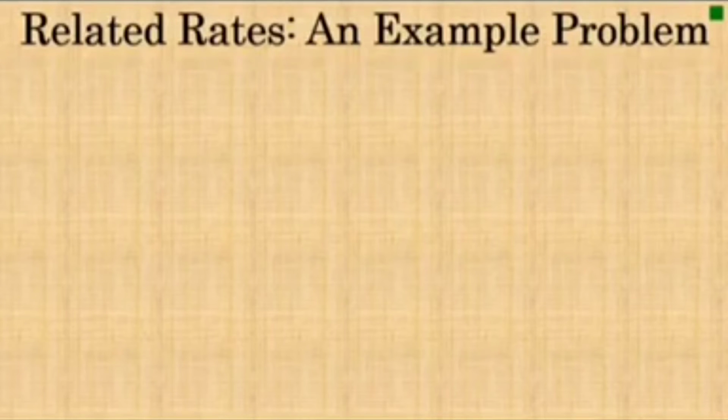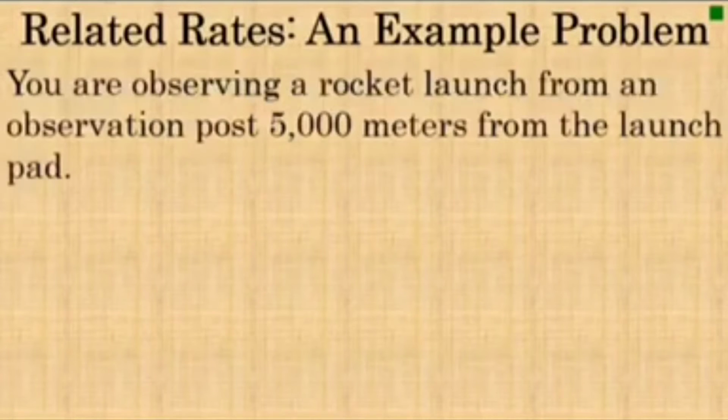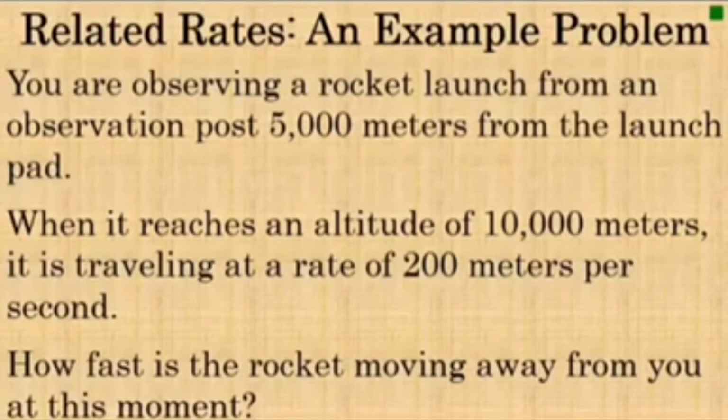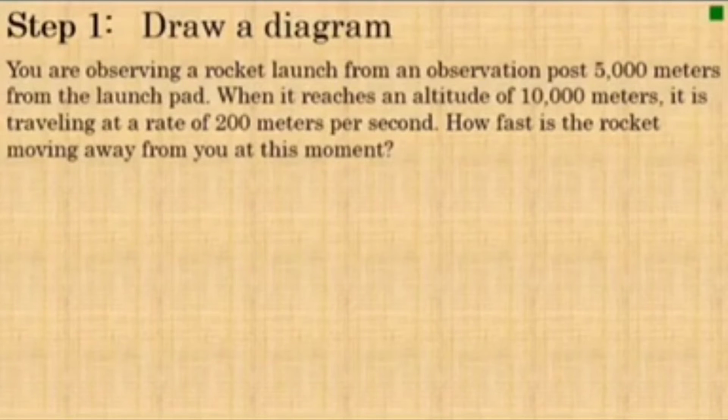Here's an example problem for related rates. You're observing a rocket launch from an observation post 5,000 meters from the launch pad. When it reaches an altitude of 10,000 meters, it is traveling at a rate of 200 meters per second. How fast is the rocket moving away from you at this moment? That's the question given for you to find out. Firstly, draw a diagram, which is the first step.